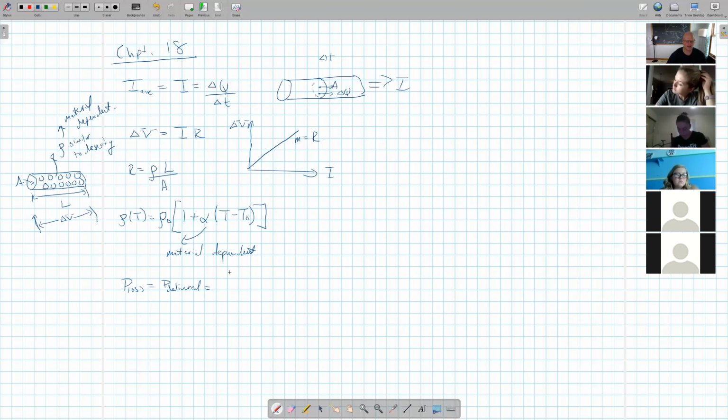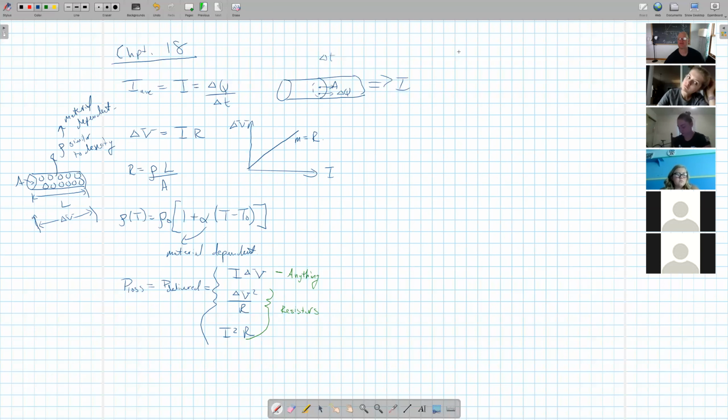is equal to either I times delta V, delta V squared divided by R, or I squared times R. Any one of these are the same, where these last two are specifically for resistors. And this one is for any element, so anything. For a resistor, capacitor, battery itself, doesn't really matter.